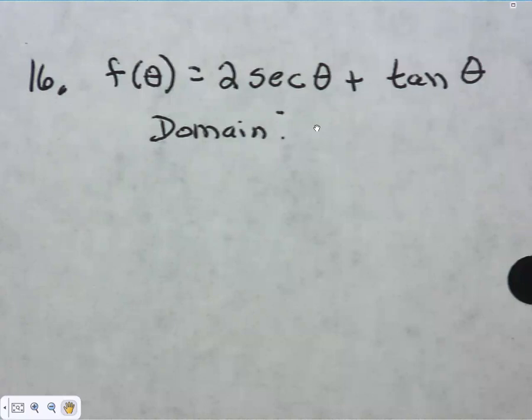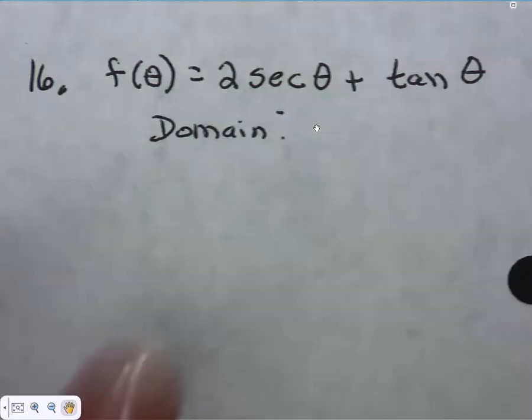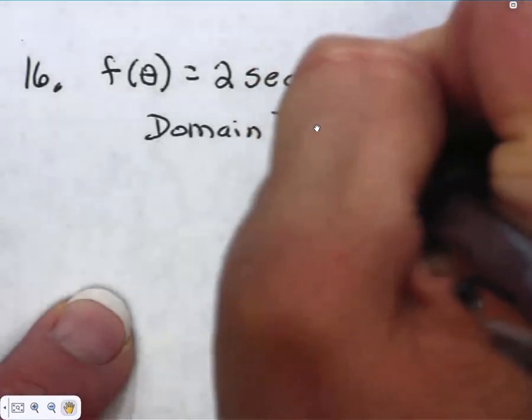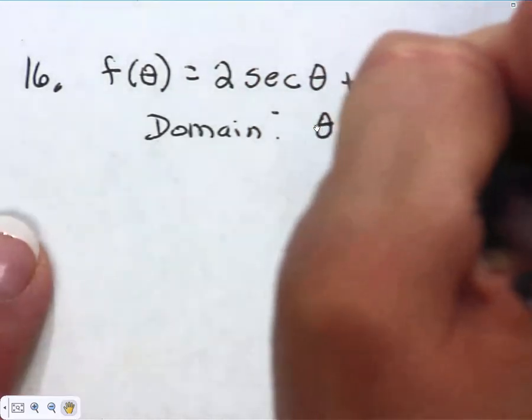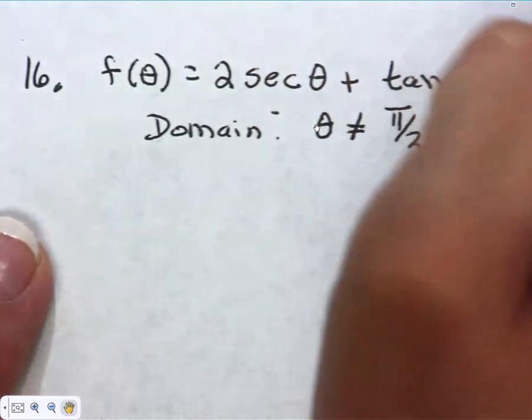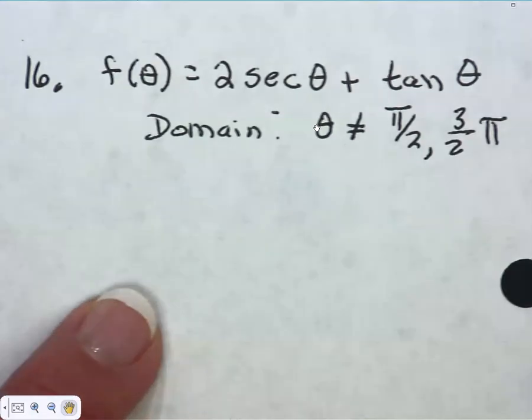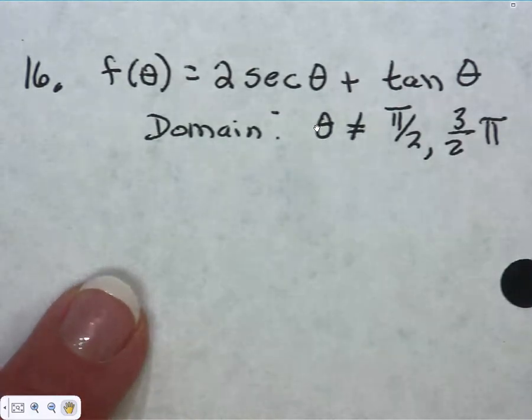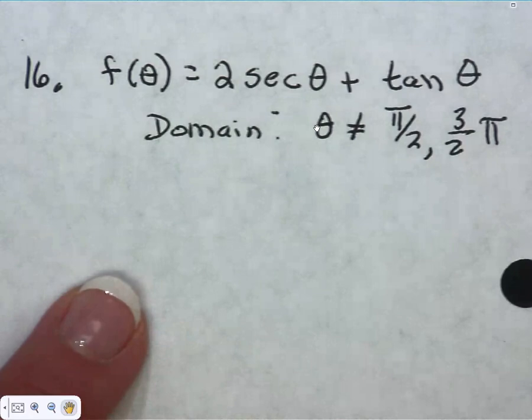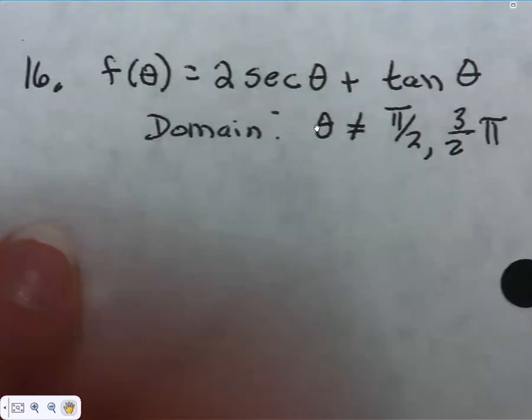It's at the half pi's. Pi over 2 and 3/2 pi would make cosine 0, and if you have cosine in the denominator, that's what you can't allow to happen. So the domain, I'm going to say theta can be anything but pi over 2 and 3/2 pi. So no matter what else, those cannot be critical numbers. All right, go for it.